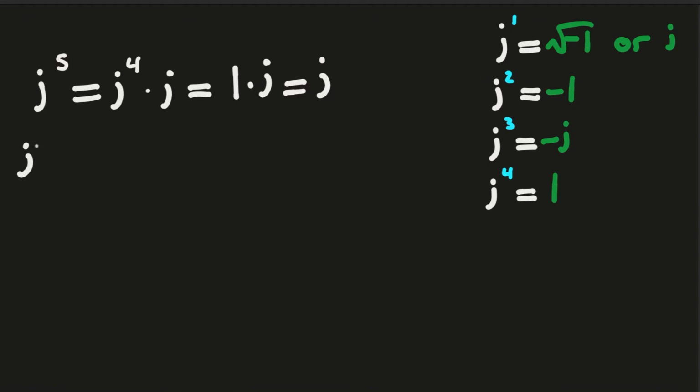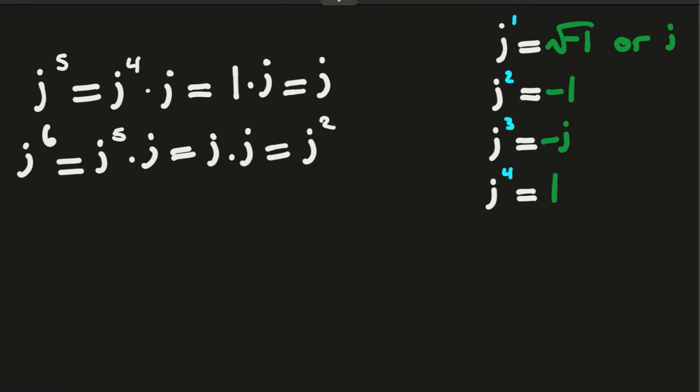So let's do I to the sixth power. We know that I to the sixth power is simply I to the fifth times I. Therefore, I to the fifth is I, and we're left with I times I, or in other words, I squared. And with this chart, we know that I squared equals negative 1. So we're left with negative 1.